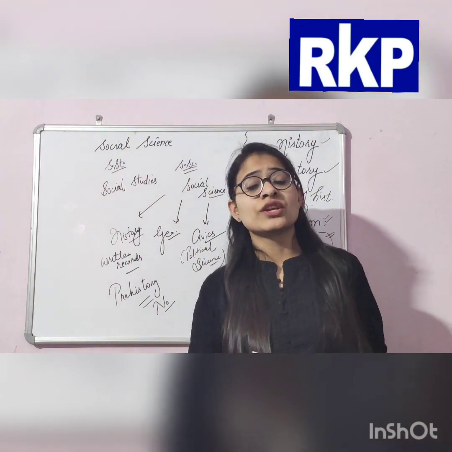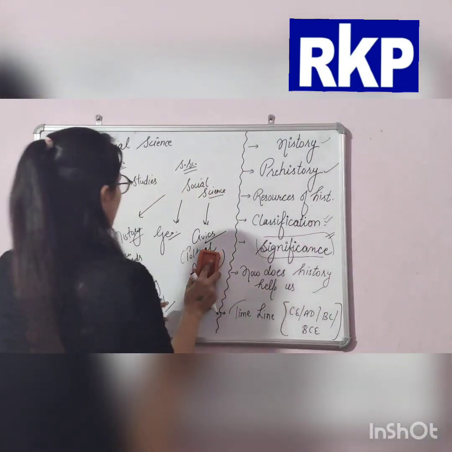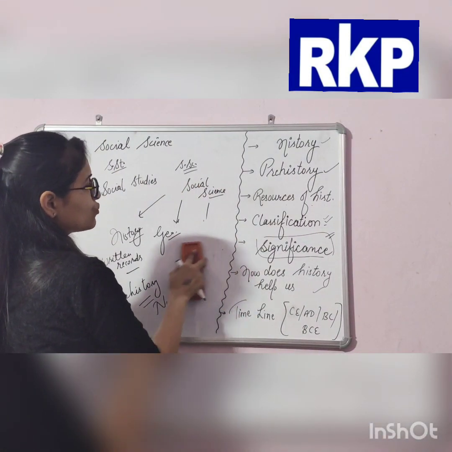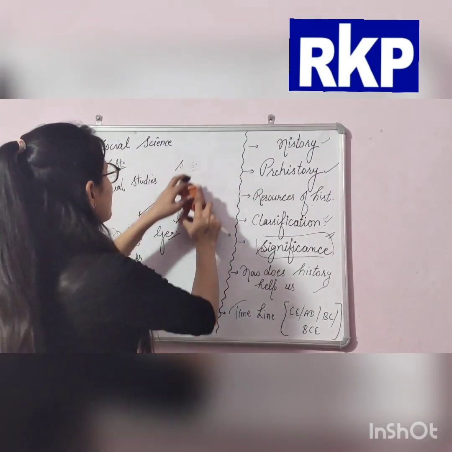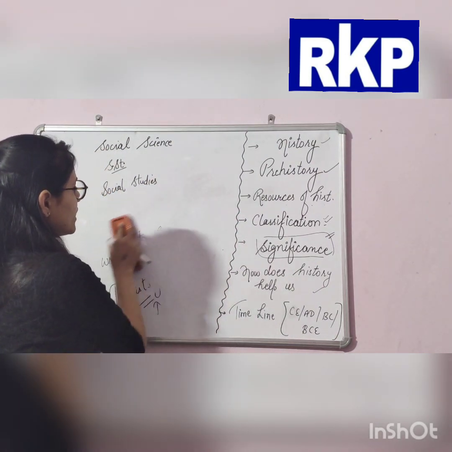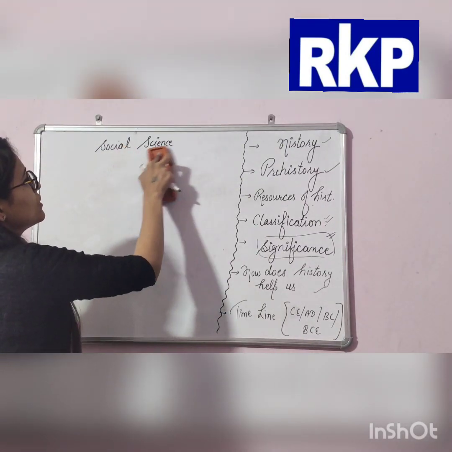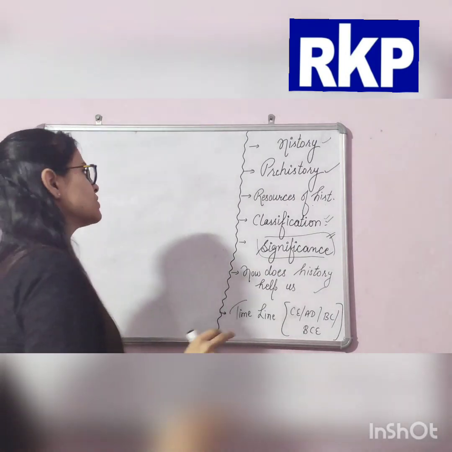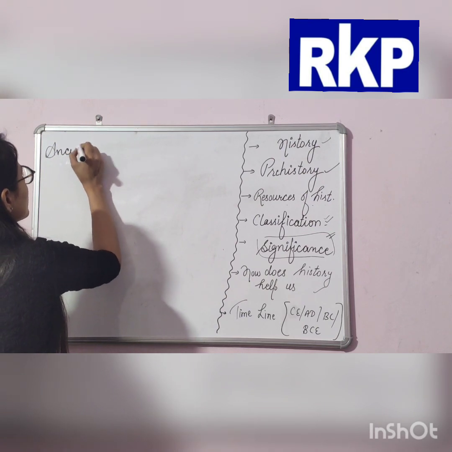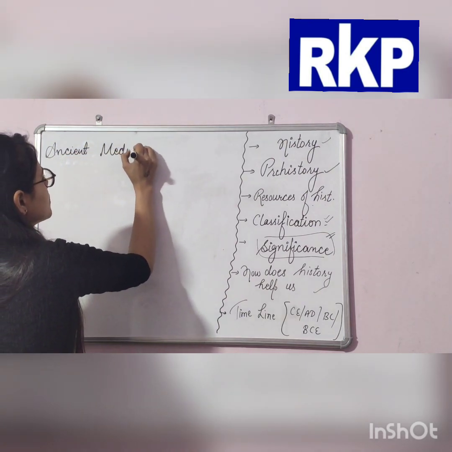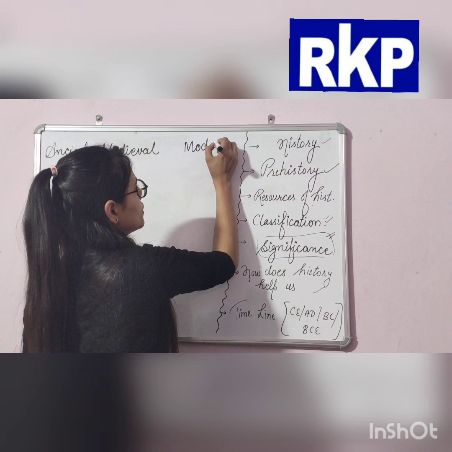History is classified into 3 parts. The first part will be ancient history, the second part will be medieval history, and the third part is modern history. So first is ancient, second is medieval, and third is modern.